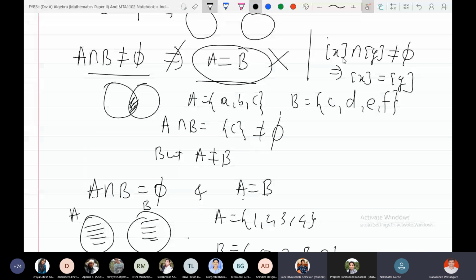Yes, sir. So in classes, A intersection B non-empty does not imply A is equal to B in the case of general sets. But in case of classes, if two classes are not disjoint, then the classes are actually the same. Two sets not being disjoint does not mean the sets are equal. That is not true. But if two classes are not disjoint, then the classes are equal. That is true.